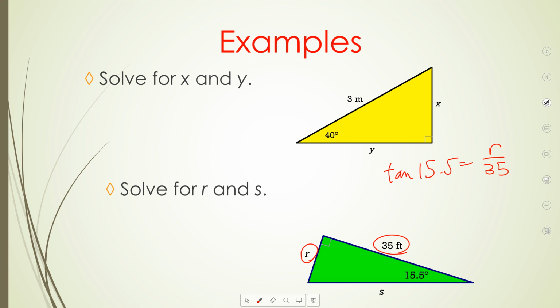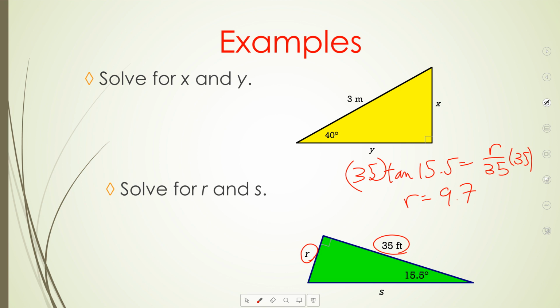Solving this, you multiply both sides by 35. And Ava, you got 9.7 something or another? Yeah. Good. Store that number. Don't use 9.7 to do your further calculations. It'll cause problems. Can you use that? Yes, you can. You just have to use the stored value. So that's the first problem.